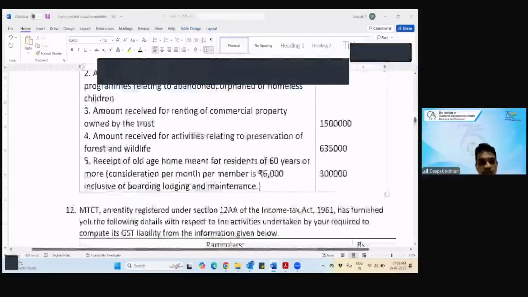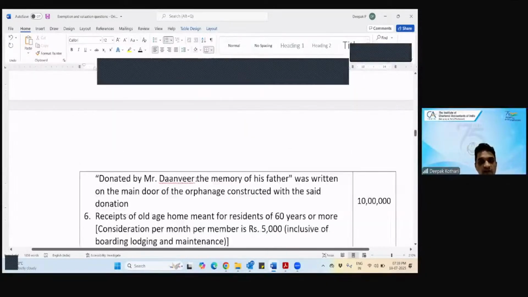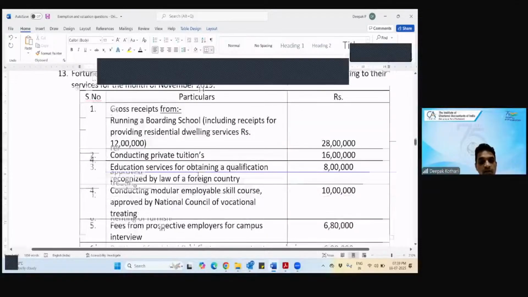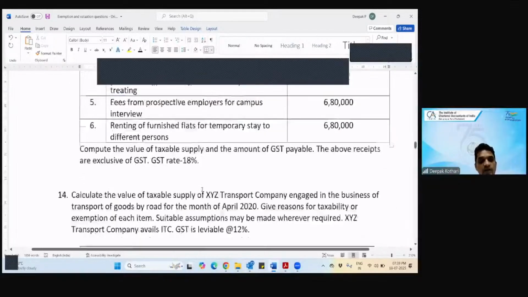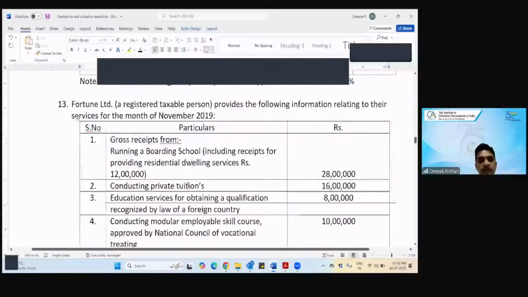We'll take one more question on exemption. This is also a similar question, so we'll not take this. Yeah, educational services we can take. Educational services we will take because we didn't have any theoretical question on educational services.